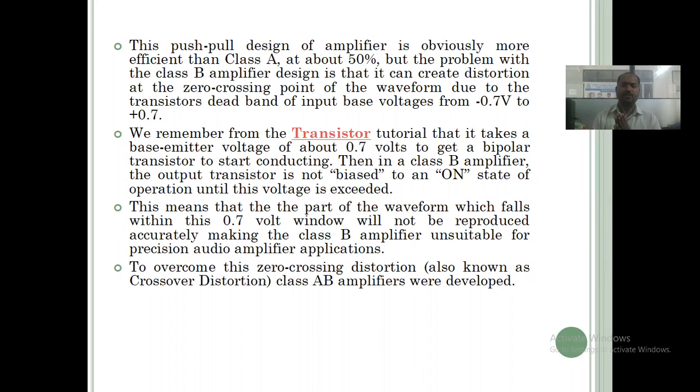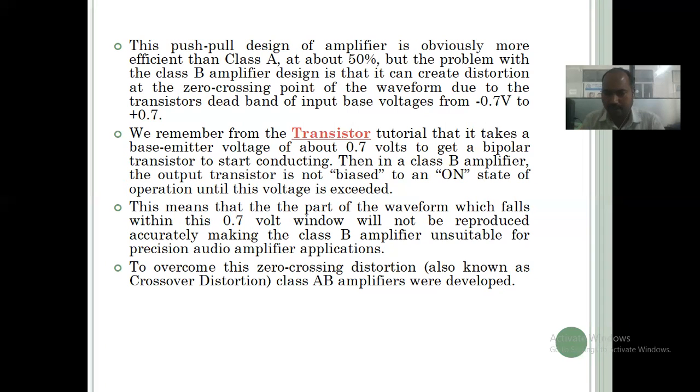In case of the class A amplifier, the push-pull design of amplifier is obviously more efficient than the class A amplifier, at about 50%. But the problem with the class B amplifier design is that it can create distortion.